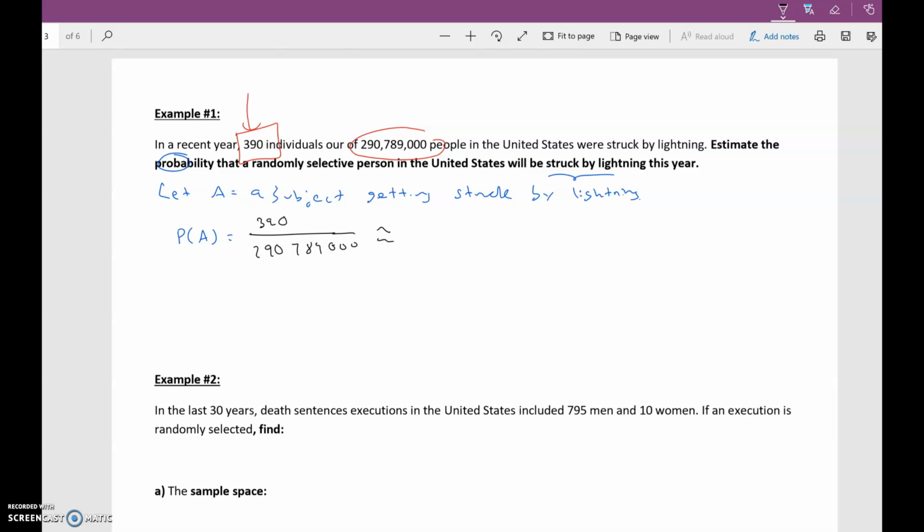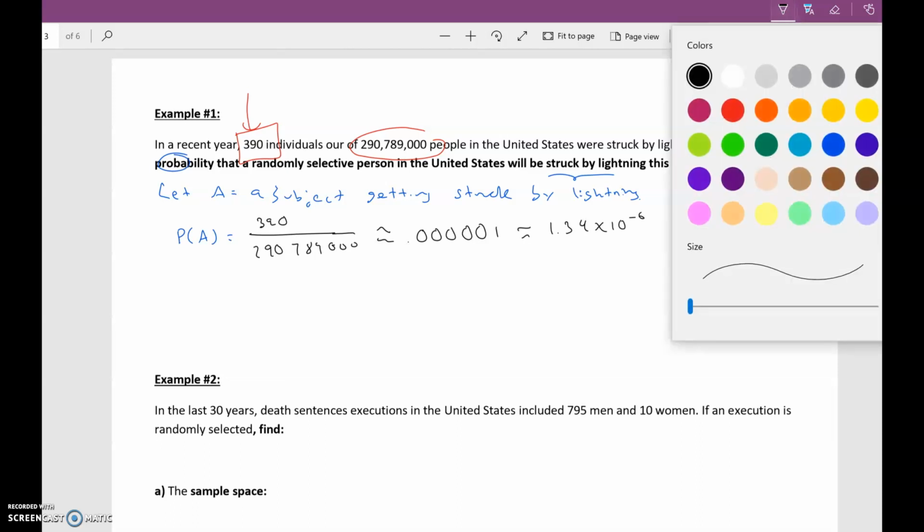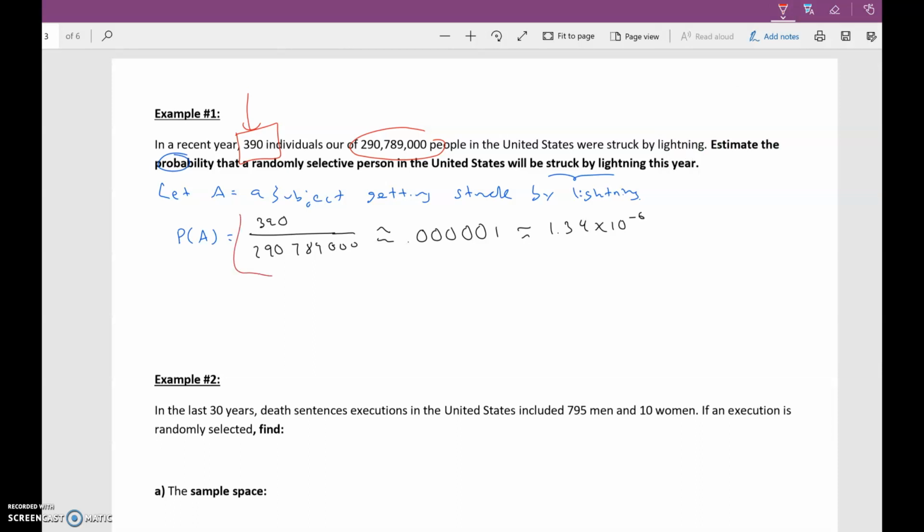In this case, I'm getting 0.00000 with five zeros and then a 1. Or if your calculator is giving you scientific notation, I'm getting 1.34 times 10 to the negative 6. So this is the answer that I want to see on future paper assignments. The software may ask for either of these two.